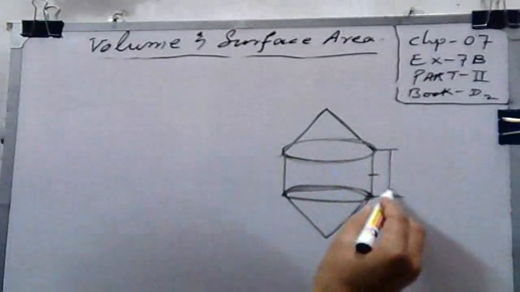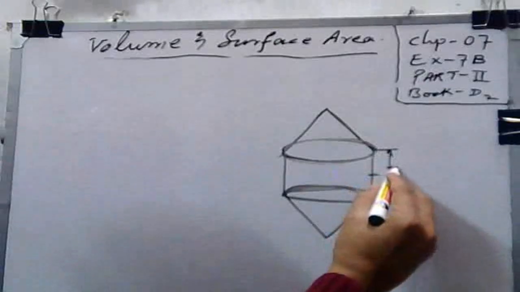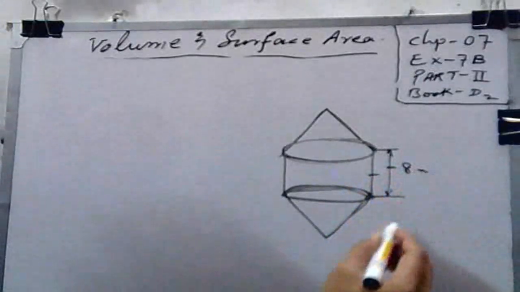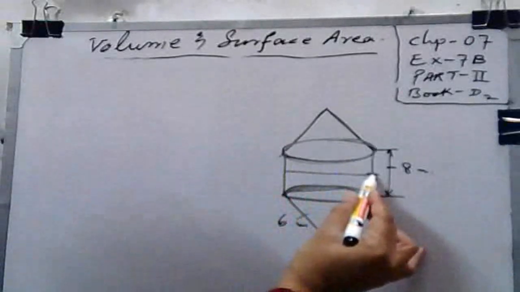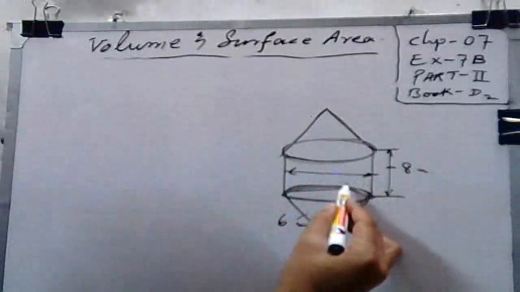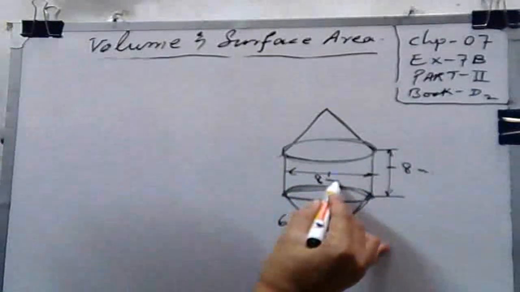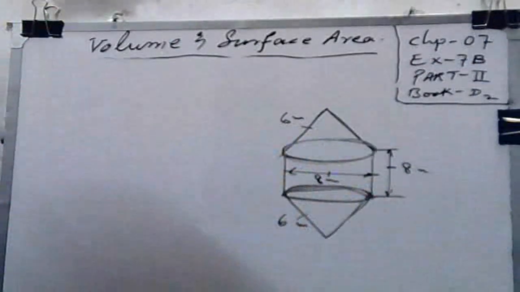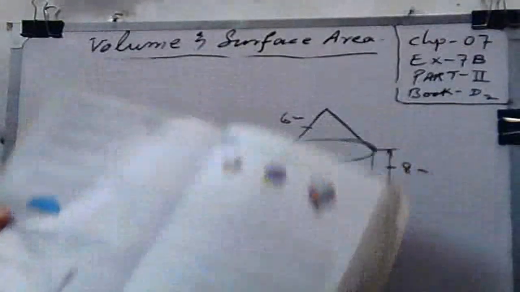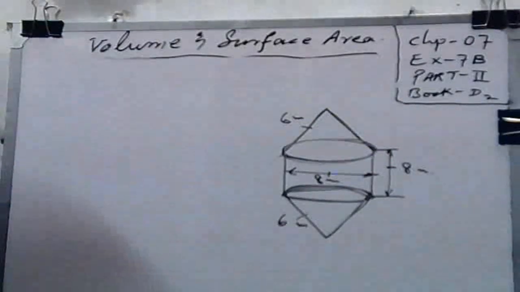So this height is 8 meter, and this slant height is 6 meter, and this distance is equal to 8 meter and that is also 6 meter. So this figure is given in your textbook. You can see. Now calculate the total surface area.